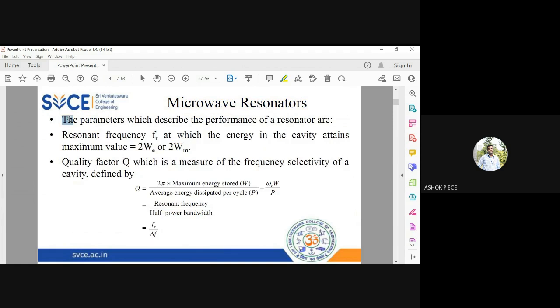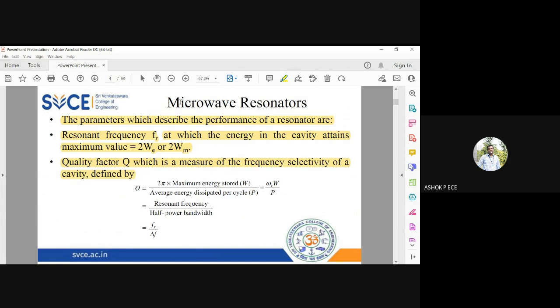So what are the different parameters we have for a resonator? One is the resonant frequency FR, that is when you have maximum energy value 2We or 2Wm. Then the quality factor, 2 pi times the maximum energy stored divided by the average energy dissipated per cycle. So Q is equal to FR by delta F. FR is the resonant frequency, and delta F is the bandwidth.